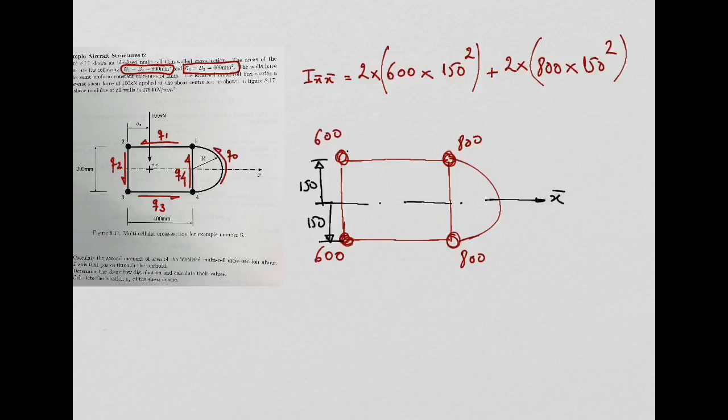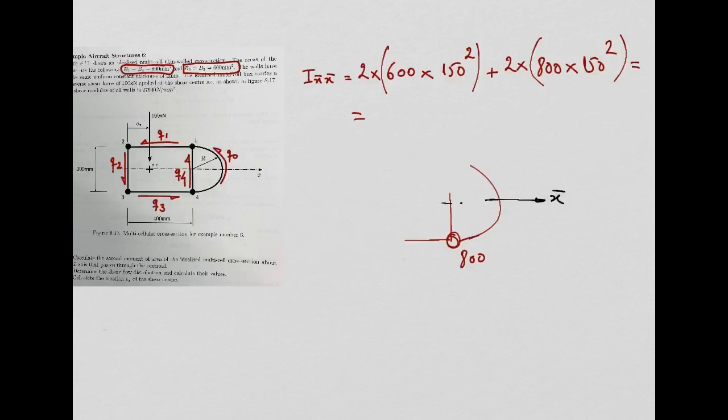these idealized structures, transverse shear flow. So we have the second moment of area. Can you please tell me what this result is for the second moment of area? Do you have any final result?